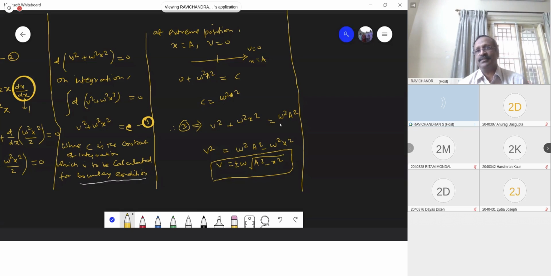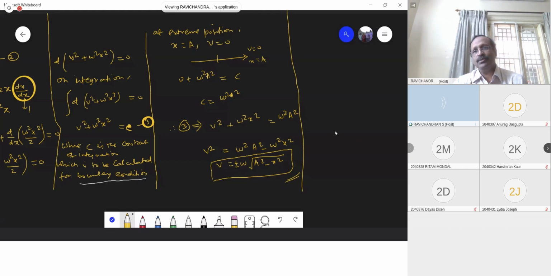This will become omega square a square plus 0. Omega square a square. So c, substitute here. You get the omega square x square. Bring it to the other side. You get this equation. This is velocity. You are getting plus or minus sign because the square root of this one you calculate. Take the common and square root you get. Any doubt in this part?